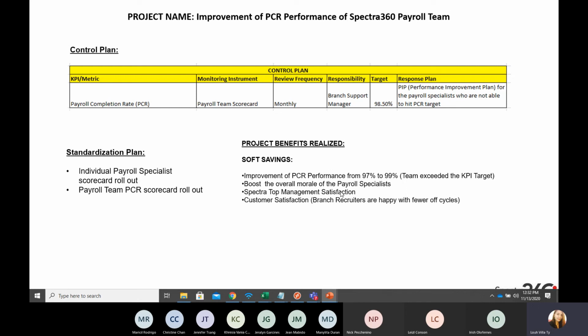Project benefits. This is the one that I was talking about. You have to identify your soft savings or hard savings. I'm identifying here, I have 4 soft savings for my project. Number one, it improved the PCR performance from 97% to 99%. Actually, we did not just hit the target, we exceeded it. So we also boosted the morale of the payroll specialists and Spectra top management satisfaction and also customer satisfaction because branch recruiters are happy with fewer off cycles. That ends my presentation. I think we don't have the time anymore.